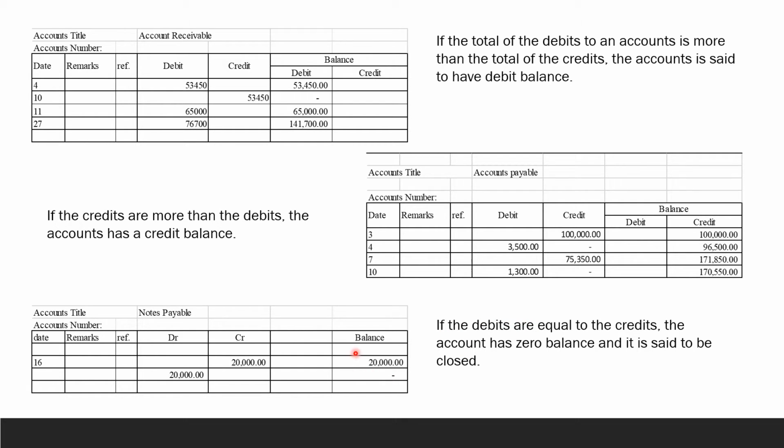So, sa tatlong sample natin, we have ledger for accounts receivable, ledger for accounts payable, and ledger for notes payable. Ang ita-transfer lang natin ay yung data ng accounts receivable and accounts payable, since meron itong debit balances and credit balances, or what we call the open balances.